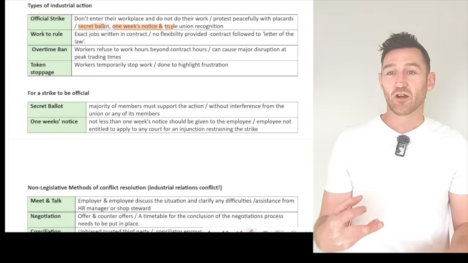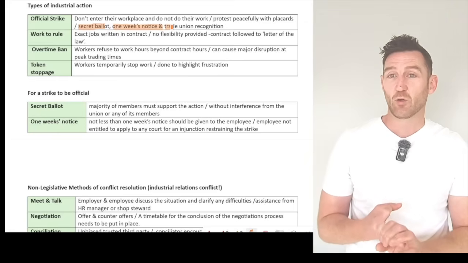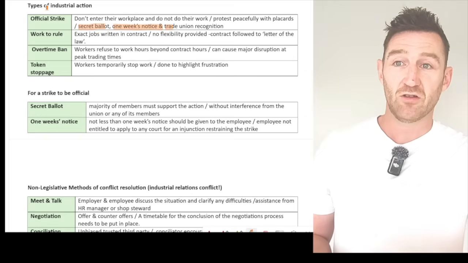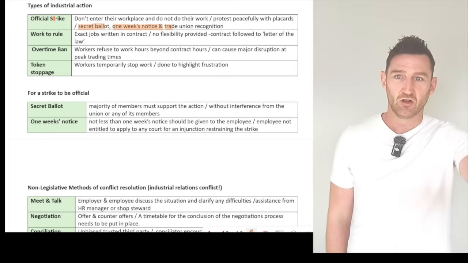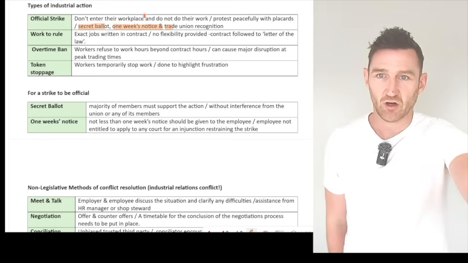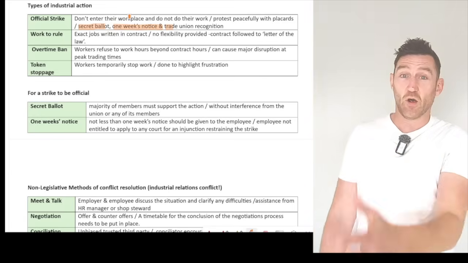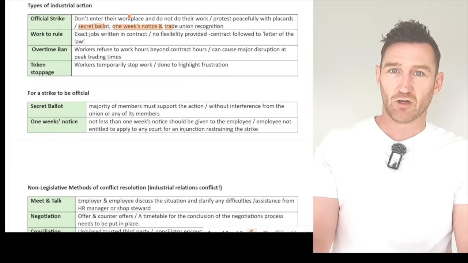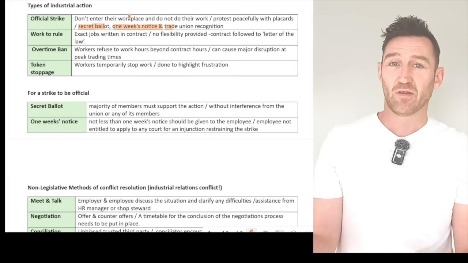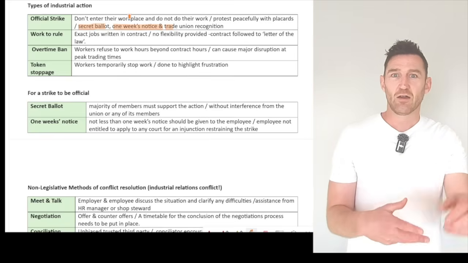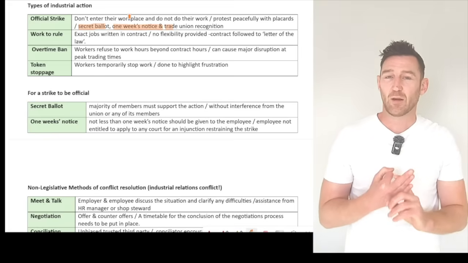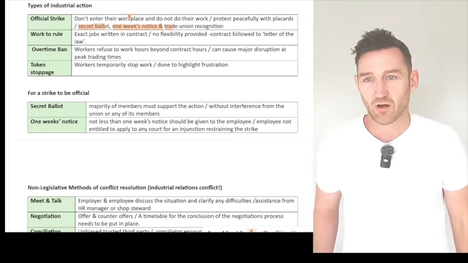I say that's savage knowledge because there are 3 separate exam questions that you can use that for. If you're asked about types of industrial action and you're explaining an official strike, you can drop that stuff in about secret ballot, 1 week's notice, and there has to be a majority. If you are asked a question specifically about the process for a strike to be official, you're obviously going to give that as your answer. Or if you're asked a question about the Industrial Relations Act, you can also mention that it outlines the process for a strike to be official, and you can drop that in again. So you can use that for 3 separate exam questions. It's really good knowledge to have in your head, right?